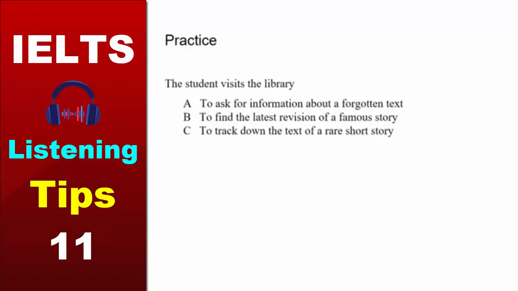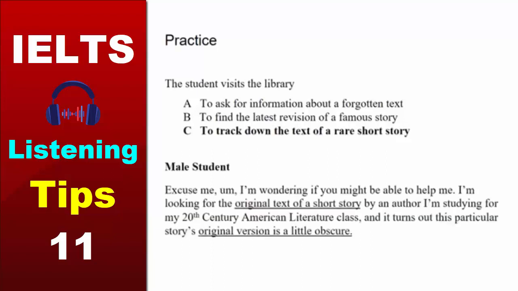Okay, so hopefully you got the correct answer here. In this case, it's answer choice C. And we got that from a couple of different spots in the passage. So let's analyze why this is the correct answer. So he says, I'm looking for the original text of a short story. Okay, so that removes answer choice B as an option because he's saying I want the original text, and answer choice B says the latest revision. So that already excludes answer choice B. A and C at this point would still be possible.